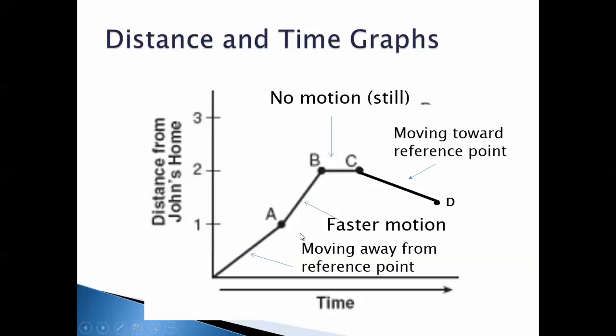So those are 4 things that we can tell from a distance time graph. If we see a positive slope from A to B here, we're moving away from the reference point. Distance is increasing as time is increasing. If we see a flat line, then we know that there's no motion. If we see a negative slope, then we know we're moving towards the reference point. So it's like we're going backwards. We're going back to where we started from.